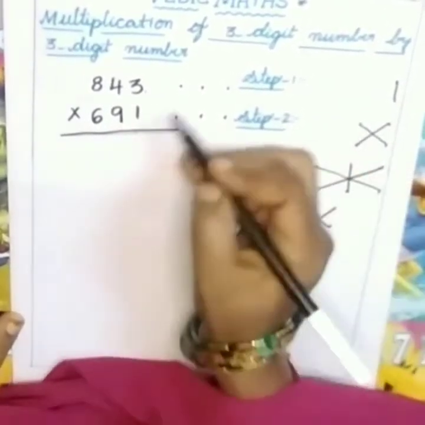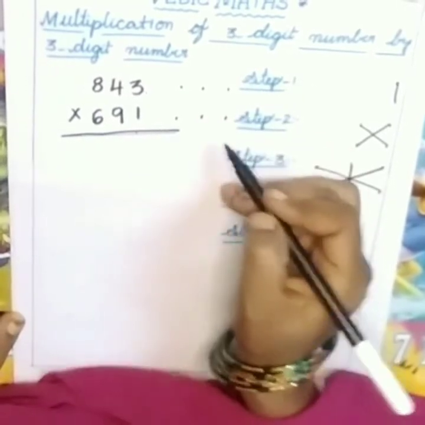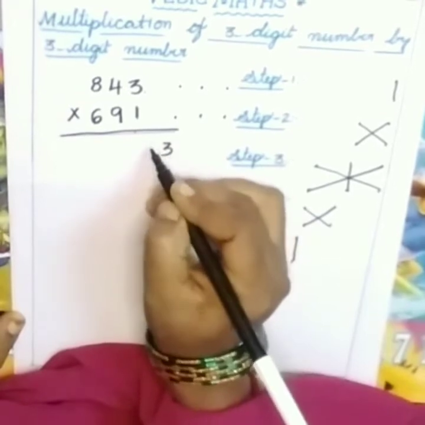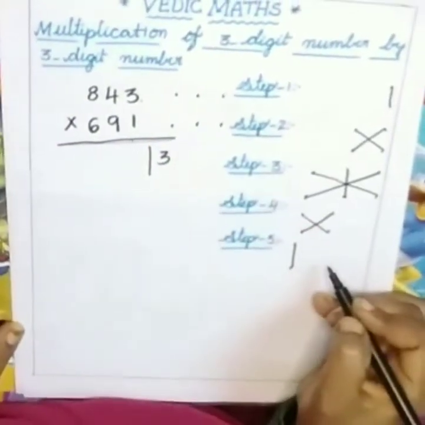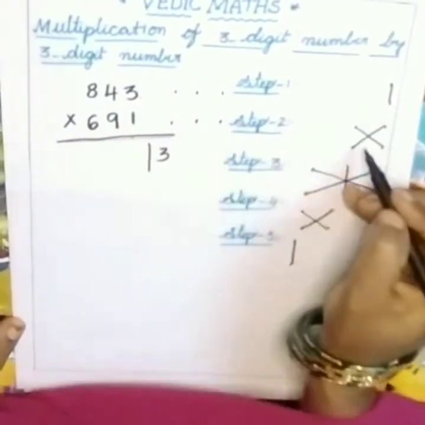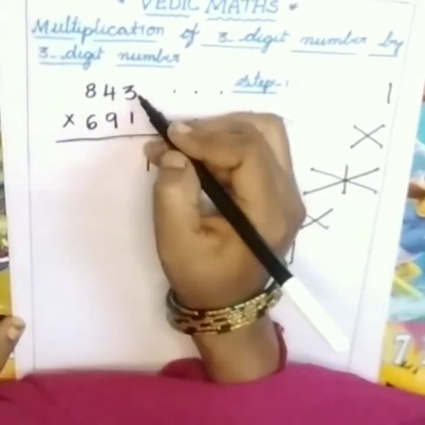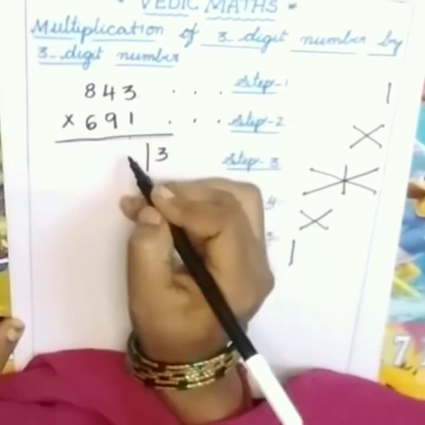Now first, we multiply the ones digits. The ones digits are 1 and 3. 1 3s are 3. Now I have drawn a line just for separation. Next, the second step, cross multiplication of the first and second columns. 4 1s are 4, 3 9s are 27. 4 plus 27 is 31.